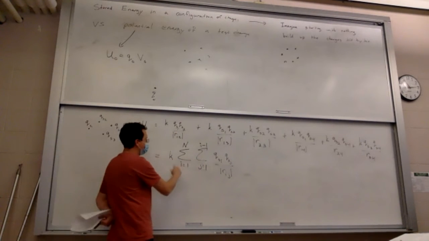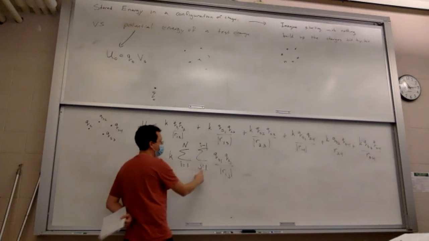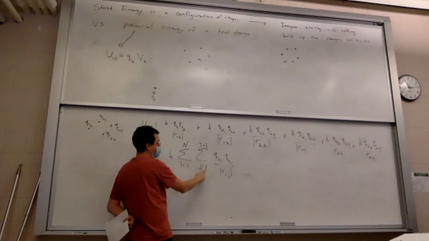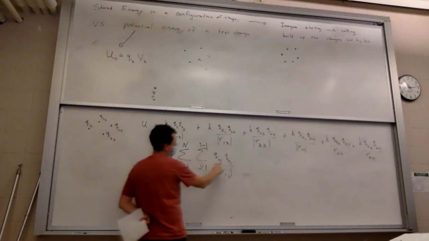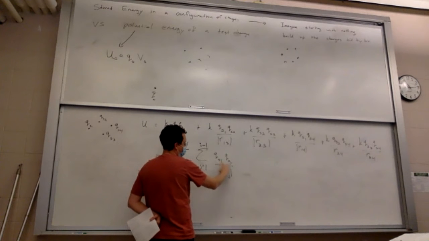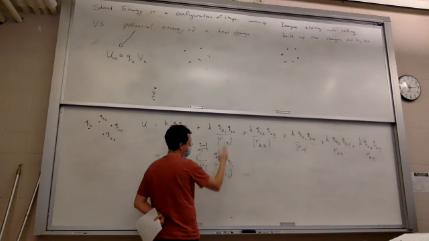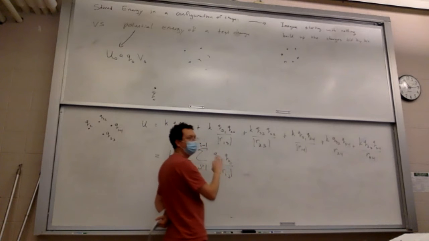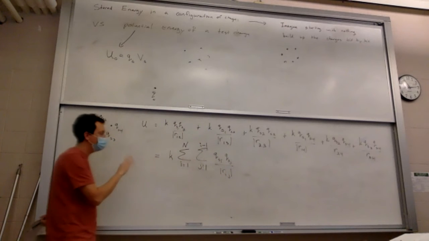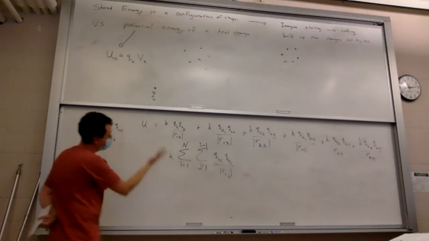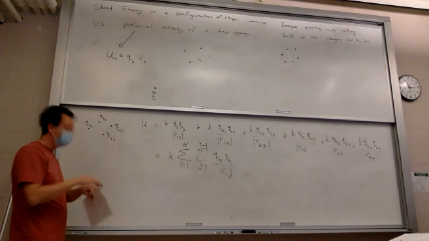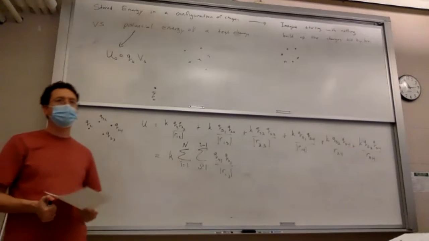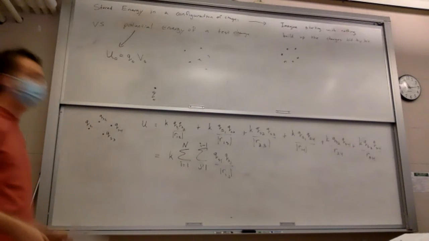Because what this is saying is you add charges and then you only push against the ones that are already there. So that means you're going to get 1,2, and then you get 1,3 and 2,3. And then you get 1,4, 2,4, 3,4. But you don't get 4,4. So that's the pattern. This is the stored energy. We're going to need this when we build up capacitors to write down the potential energy of the capacitor.